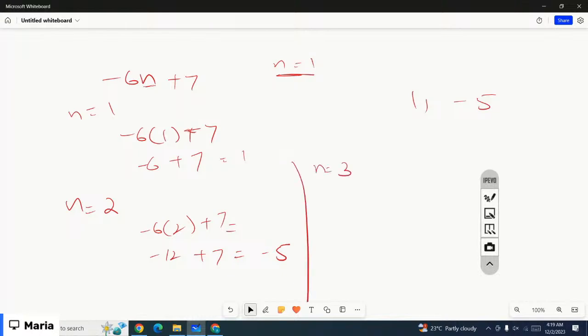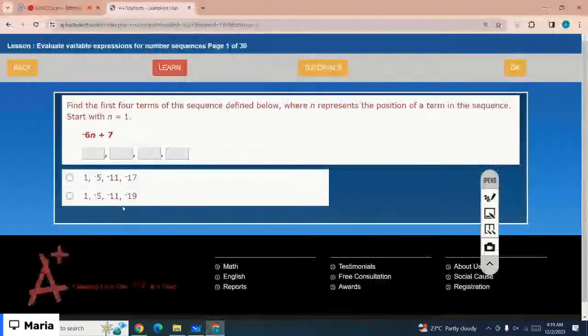For the third one, replace n with 3. So that would be negative 6 times 3 plus 7. 6 times 3 is 18. Negative 18 plus 7 equals negative 11. So the next term in the sequence is negative 11. So the three terms are 1, negative 5 and negative 11. You have to evaluate the fourth one also.